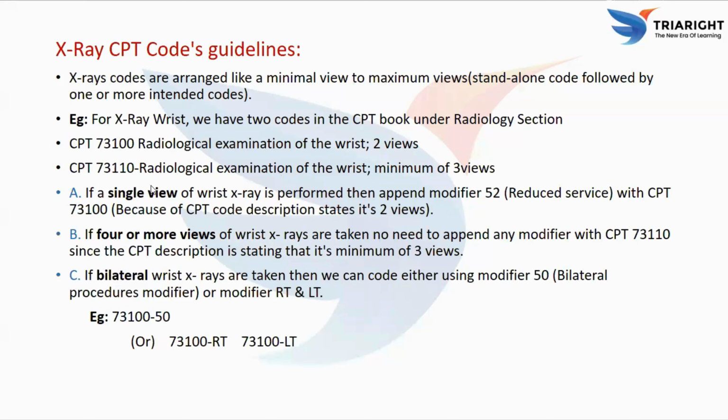For example, here is a wrist X-ray, which is very important. The codes available in CPT are 73100, which is for radiological examination of the wrist, 2 views, whereas 73110 is for 3 views. These two codes cover all the wrist X-ray situations. Scenario A: only one view is taken here. What's the problem? CPT code 73100 requires 2 views, but only one view was done. So how do you code? What is the correct code for this?